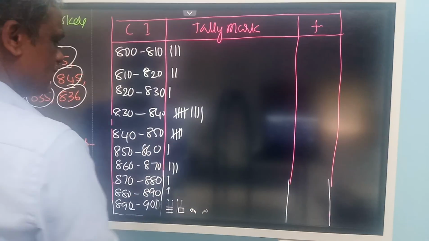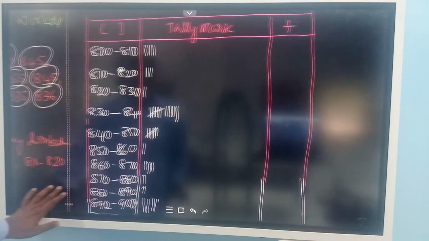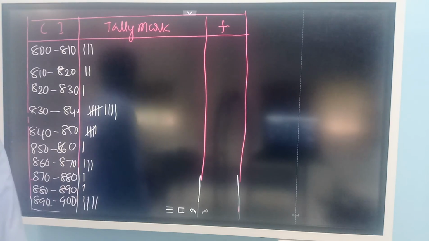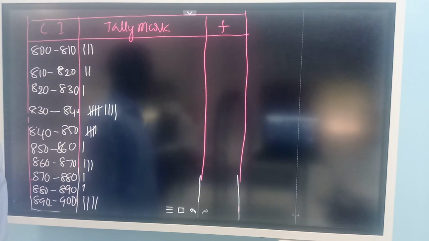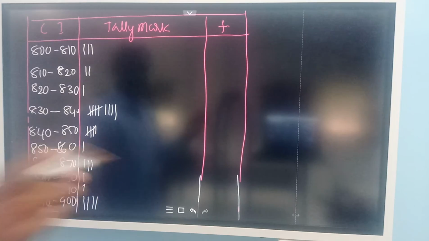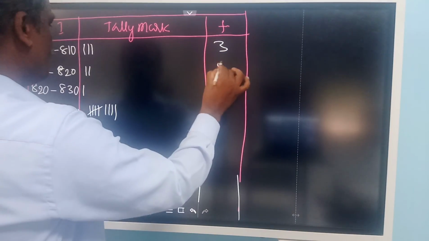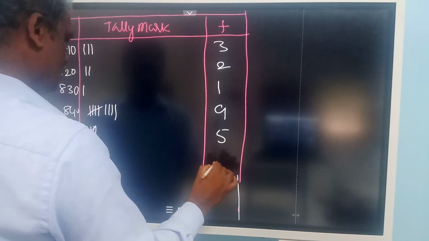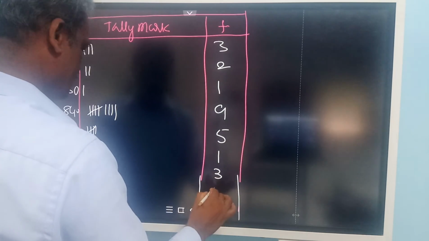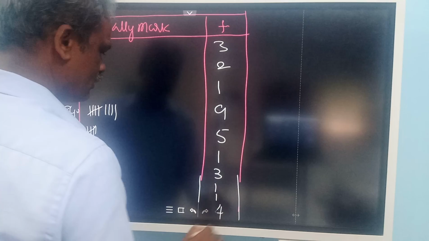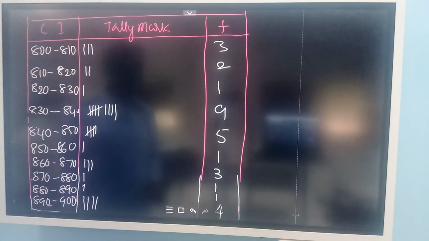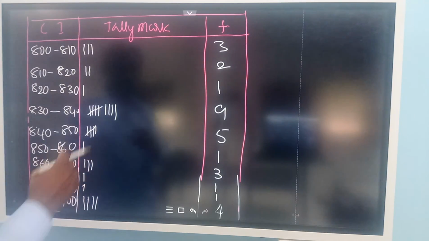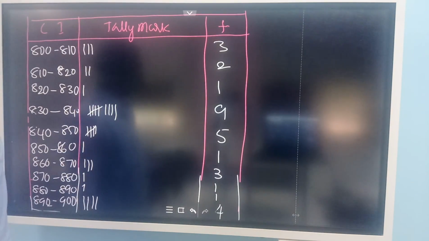So that's all. Now you have completed the tally marks. Now look at this: 3, 2, 1, 9, 5, 1, 3, 1, 1, 4. So this is the frequency distribution table. That much only. Using tally marks we have made the frequency distribution table.